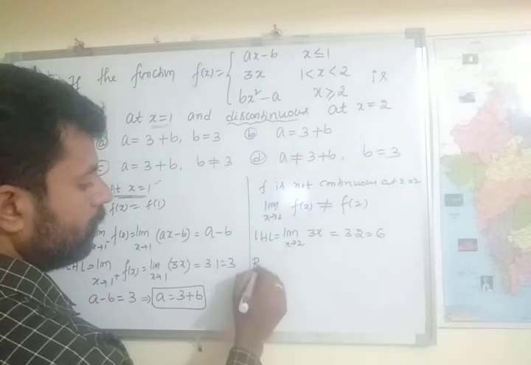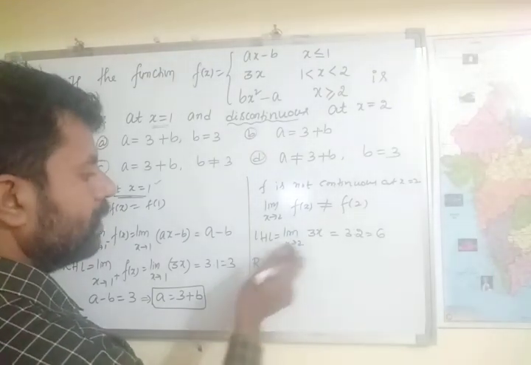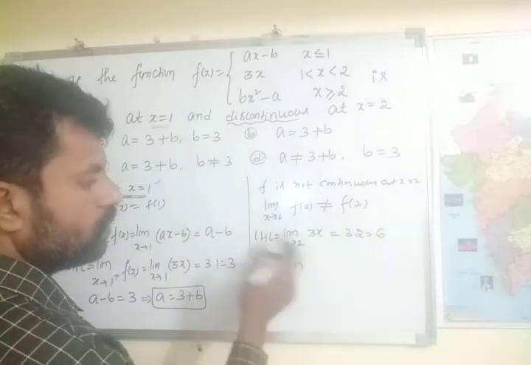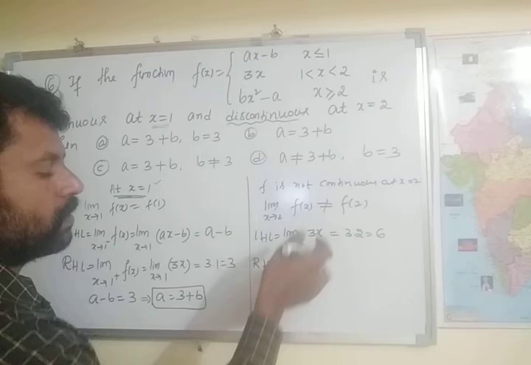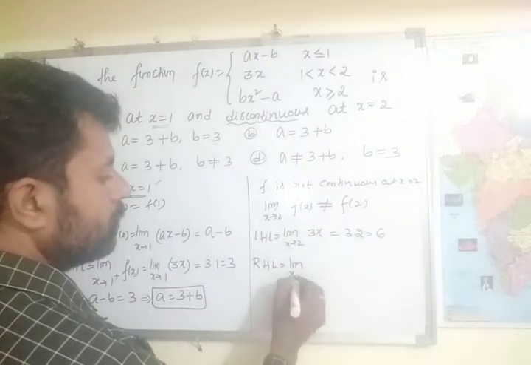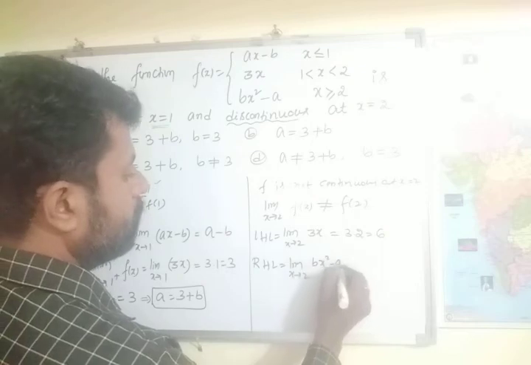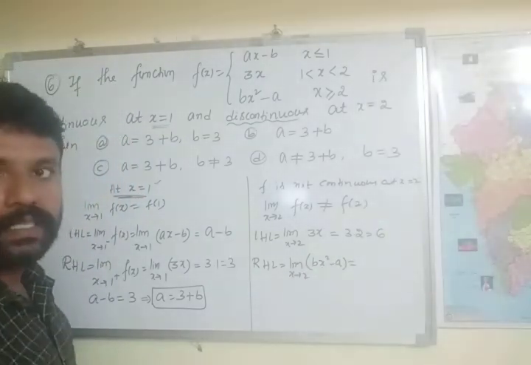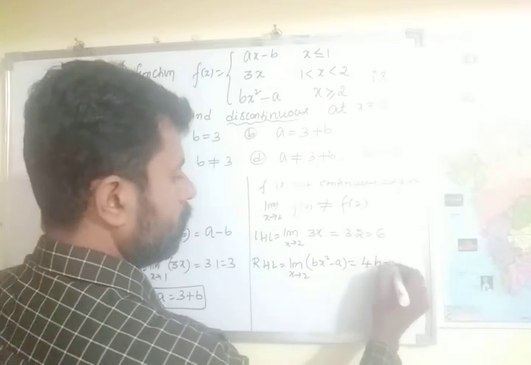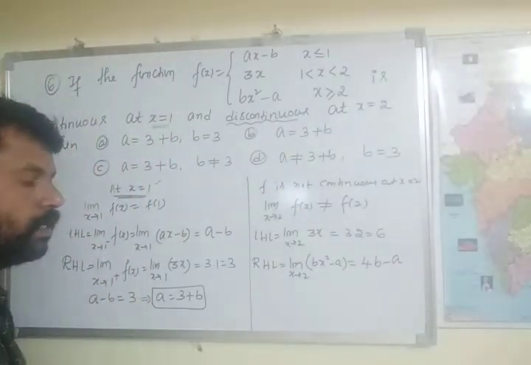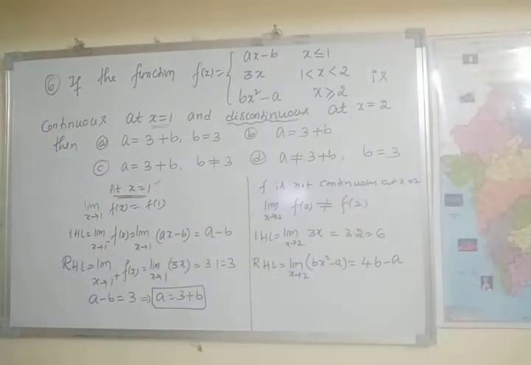Next, the right hand limit is the limit as x tends to 2 plus. For x greater than 2 we have bx square minus a. Substituting x is 2, b into 2 square is 4, so 4b minus a. Now, by the data, f is not continuous at x equals 2.